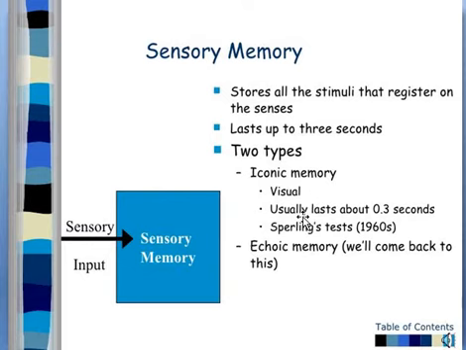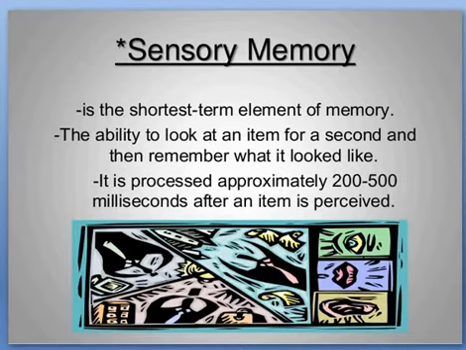Iconic means visual, and usually lasts about 0.3 seconds. The Sperling test is also given in this memory. We will come back to echoic memory, when you hear something and listen to something. It's the shortest-term element of memory, the ability to look at an item for a second and then remember what it looked like. It is a process that takes approximately 200 to 500 milliseconds after an item is perceived.